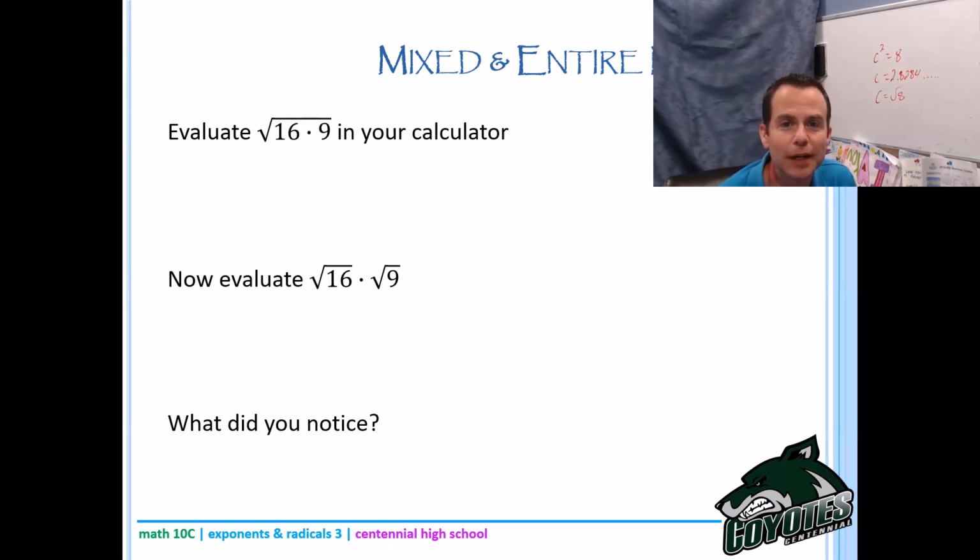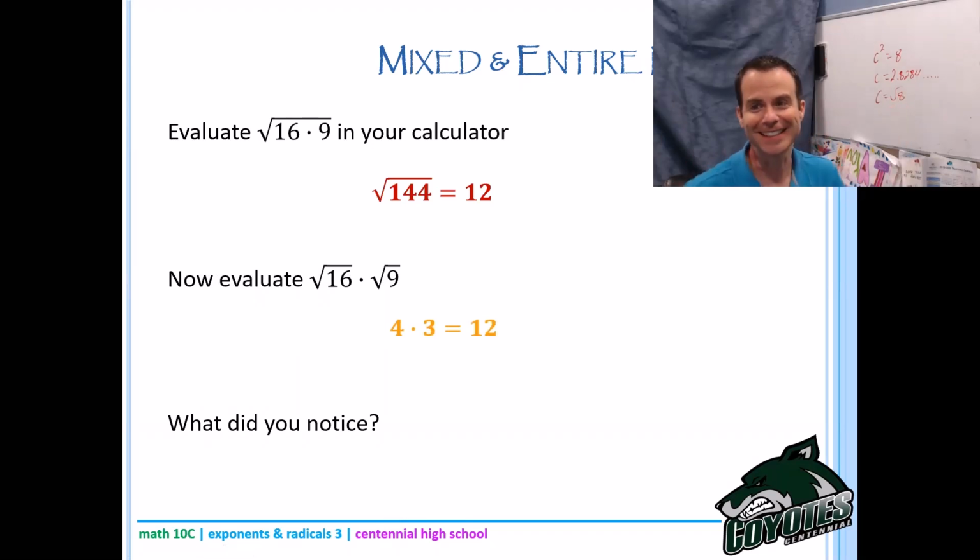Let's go with evaluate the root of 16 times 9 in your calculator. So we're going to just type the root of 16 times 9, so make sure all of that's underneath the root. And you should get the root of 144, which is 12. Now the next question is evaluate the root of 16 times the root of 9. Well, the root of 16 is 4 and the root of 9 is 3, and 4 times 3 is 12. What did you notice? It's the same answer.